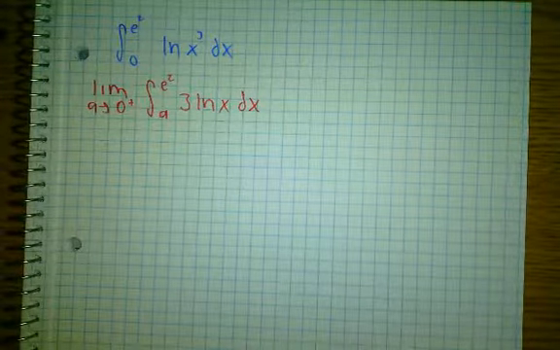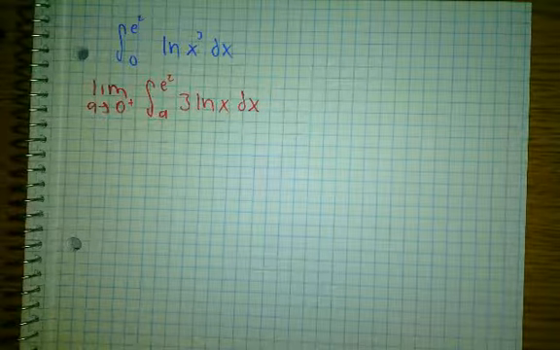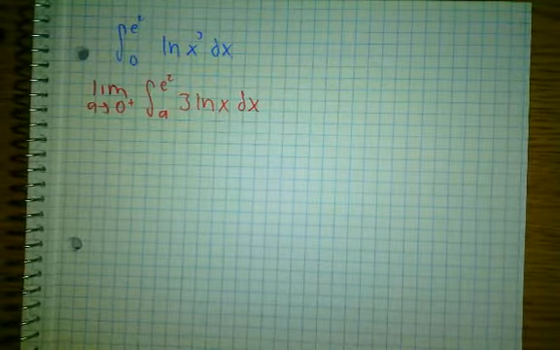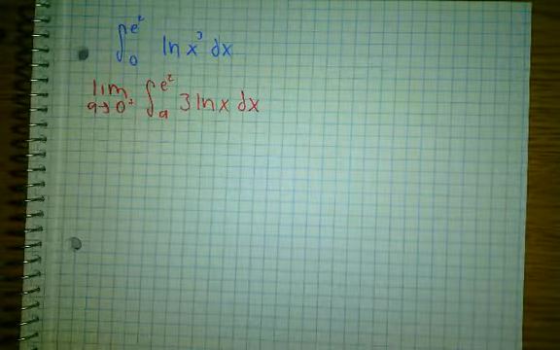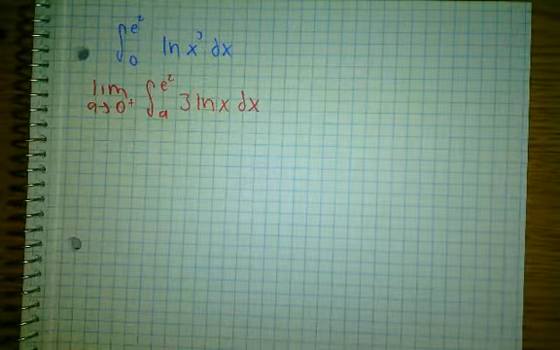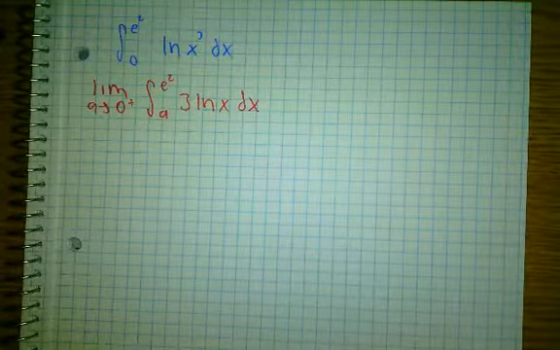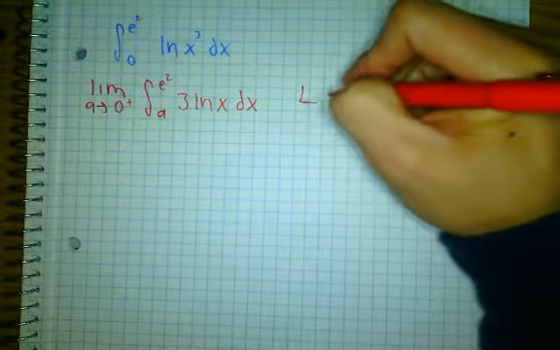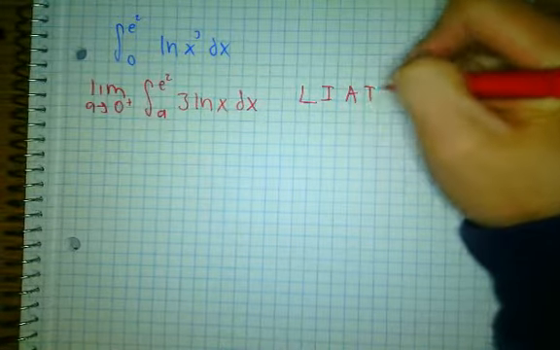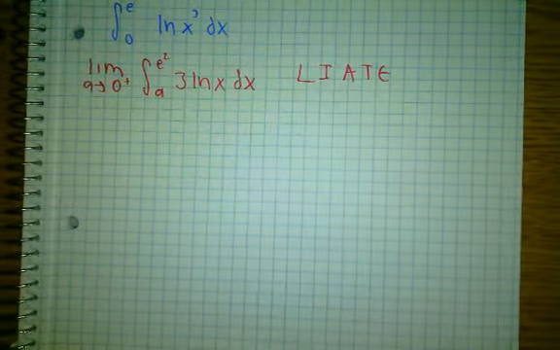How do I integrate ln x? It's not 3 over x, because the derivative of ln x is 1 over x. What's the integral of natural log of x? If you have it memorized, fine. If not, integration by parts. We're going to use LIATE.